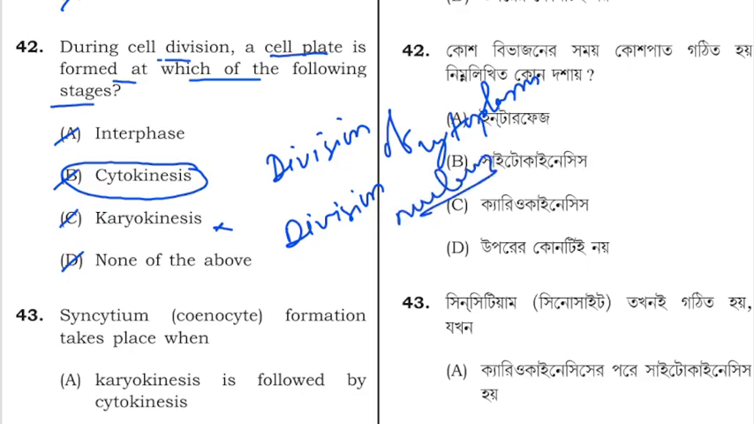Here they are asking about the cell plate. The cytoplasm divides into two cells. One cell will divide into two cells by the separation of their cytoplasm. This is the correct answer.